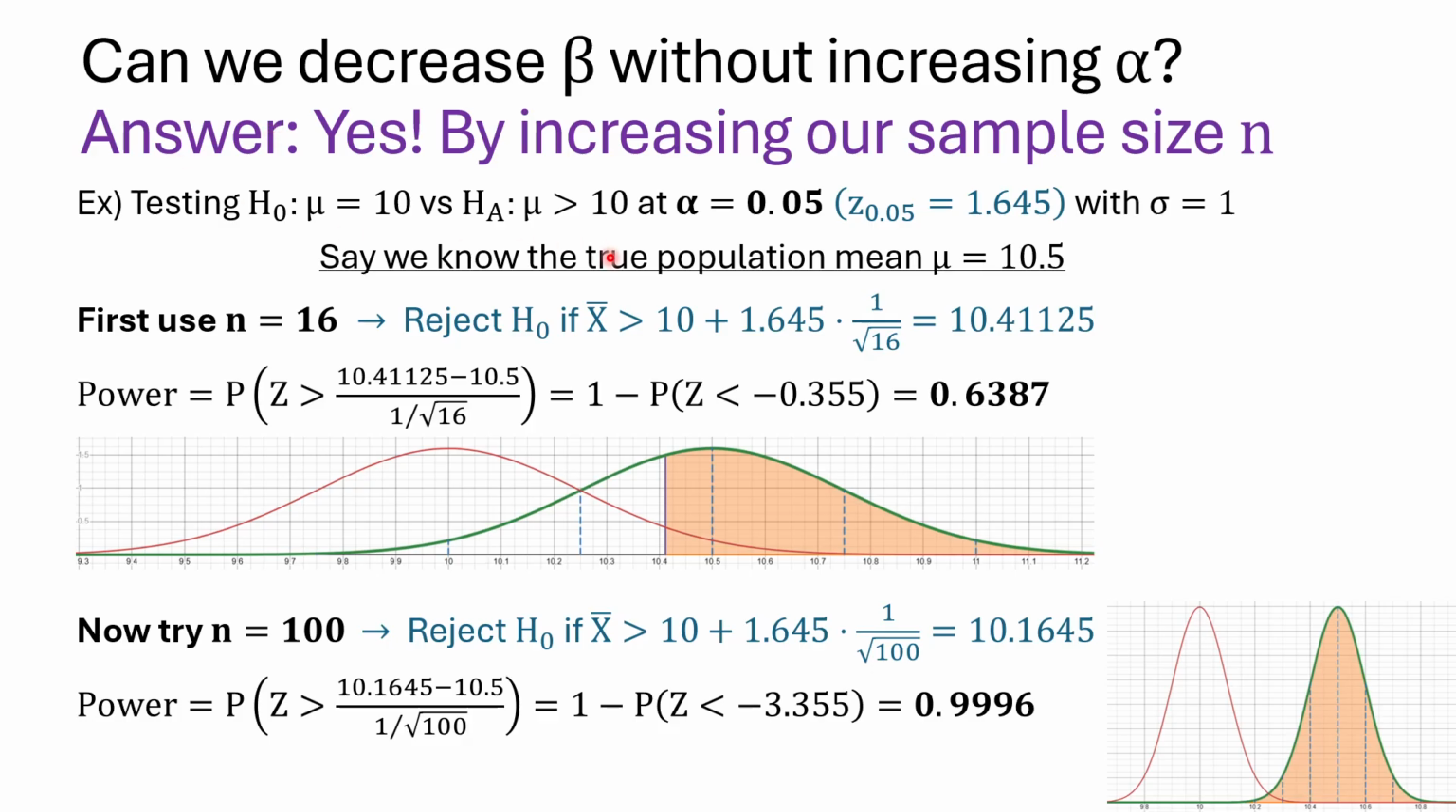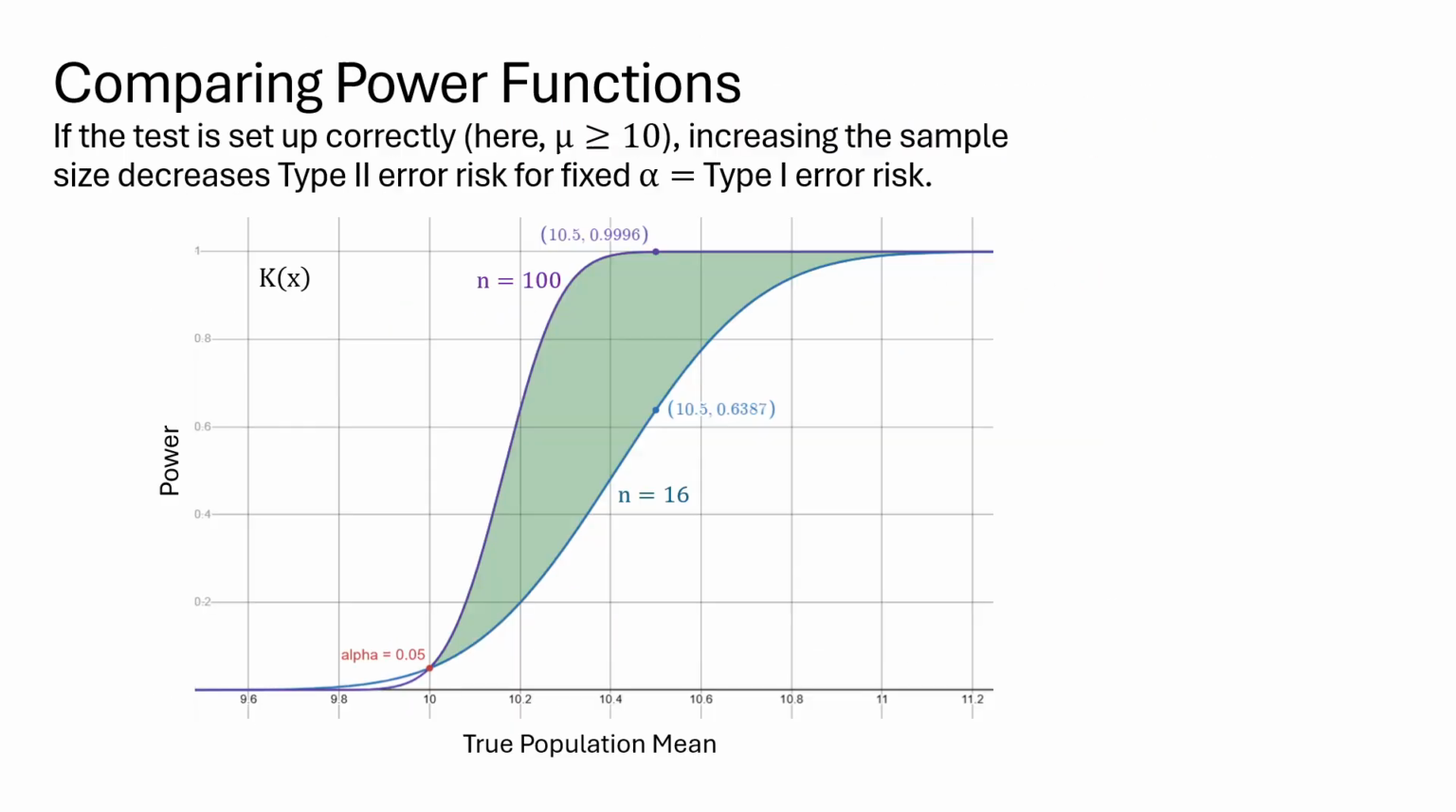We had the same true population mean. We didn't have to change anything but the sample size. Here's what it would look like to compare the power functions. If the test is set up correctly, meaning for us, mu is only 10 or larger, it shouldn't be less than 10, increasing the sample size decreases type 2 error risk, even without changing the type 1 error risk alpha.